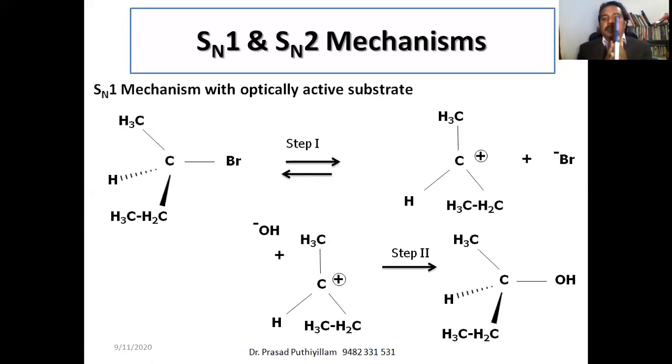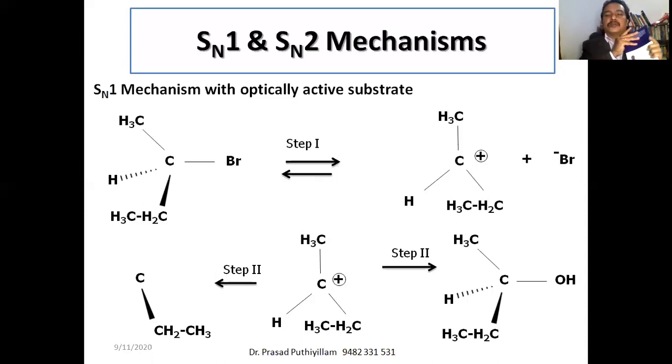The second possibility is if it attacks from the left side. Both possibilities are there because the carbocation side is open for the attack of the hydroxyl ion. This side or this side, it can attack. If it attacks from the opposite side, when it attacks from this side, the hydroxyl group comes here and joins, then this molecule has to go to the tetrahedral shape. Okay, so this is the shape of the molecule which is formed by this reaction.